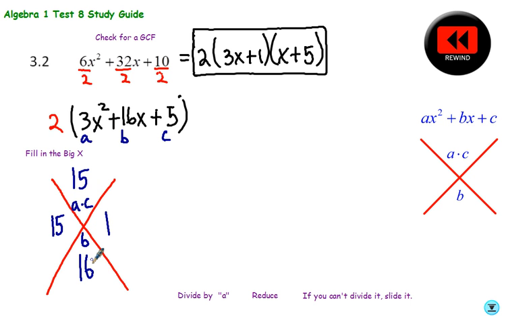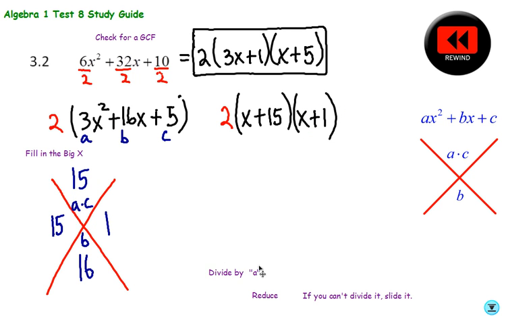All right, so let's come over here with it. We're going to take our factors. And again, we have this greatest common factor of 2. And then our factors, x plus 15 and x plus 1. But we really can't call them our factors yet because we need to divide by a. So we will always, always, always be dividing by a. And in this case, our a is equal to 3. So I'm going to be dividing by 3.